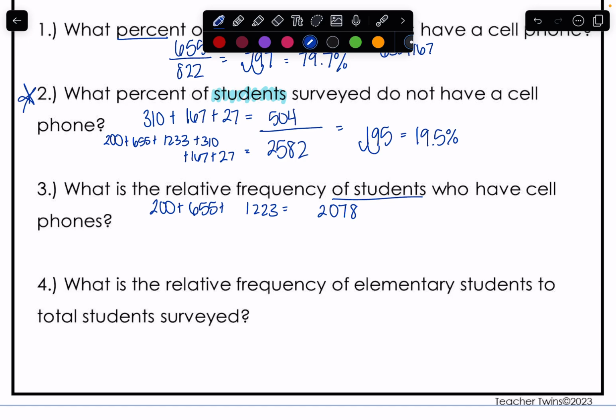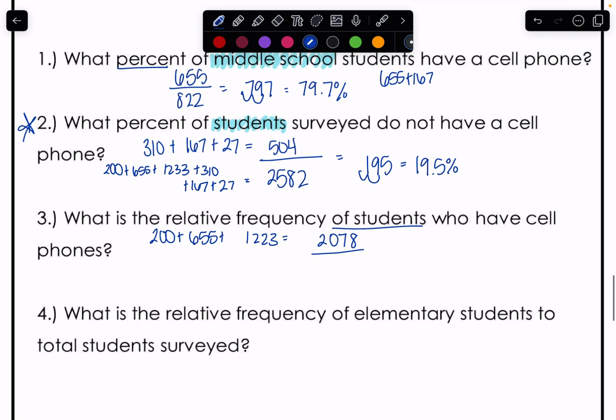So if your question is like this, where it just says, what is the relative frequency of students who have cell phones? Well, the other choice has to be students who don't have cell phones, right? It's one or the other. You either have a cell phone or you don't. So we want a ratio or a fraction that compares the students who do have cell phones, which we just tallied up, 2,078, to my total students here. We've already done that total, 2582.